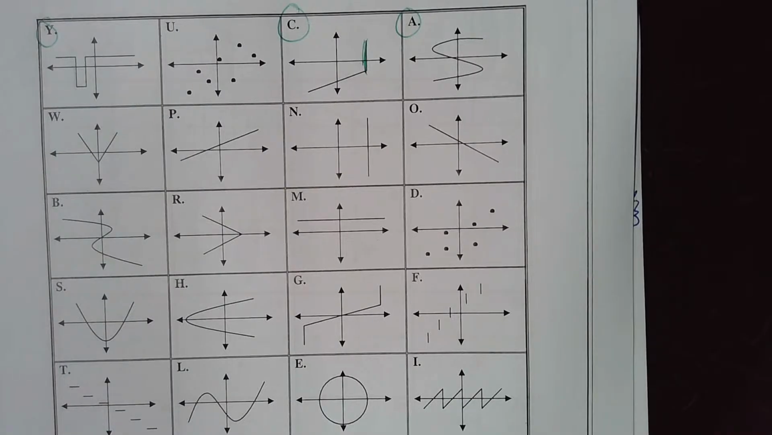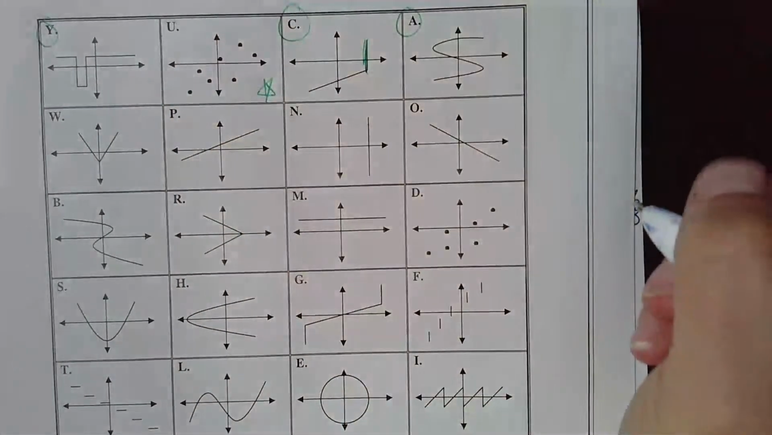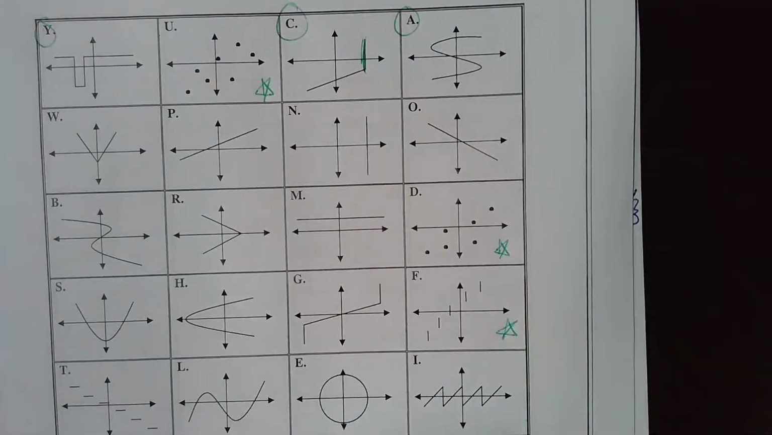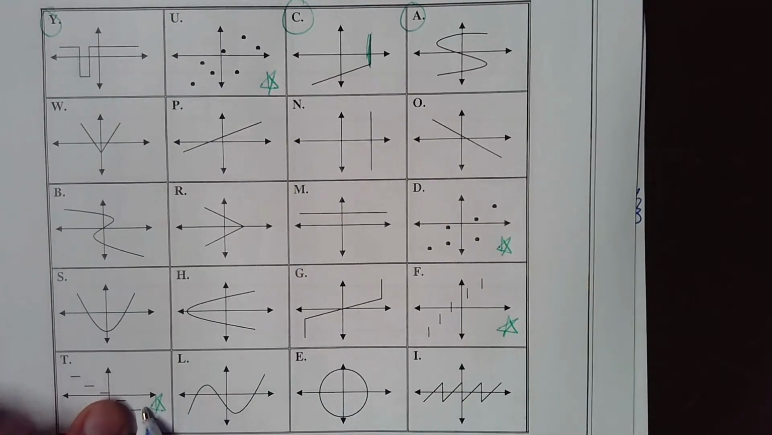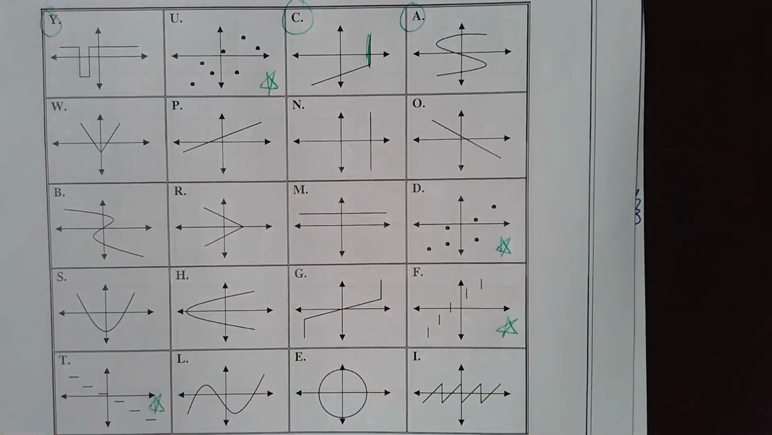I want you to go back through and put a star on all the ones that are discrete or discontinuous, meaning you have gaps inside your function graph. This one's discontinuous or discrete, discrete, discrete, discrete. They all have gaps in them. Now this has a continuous step in it. This has a continuous step in it. This has a point, a point, a point.